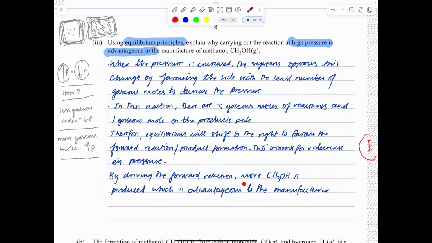By driving the forward reaction, more methanol is produced, which is advantageous to the manufacturer. Okay. So we've done this, this, and this, and you've got yourself an excellence, my friend.